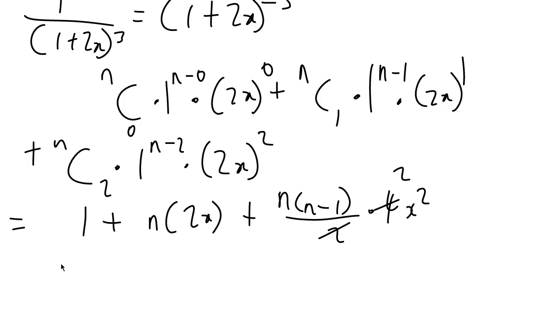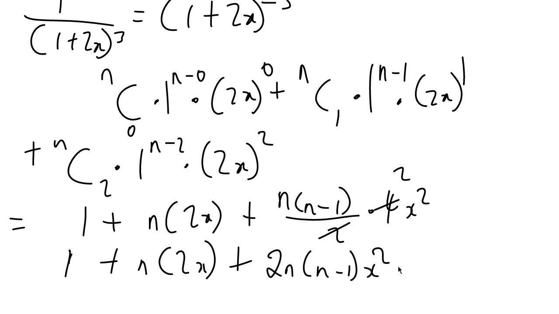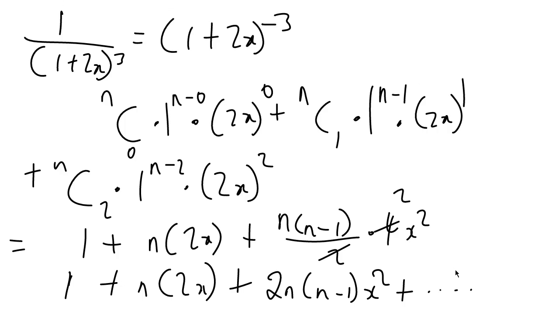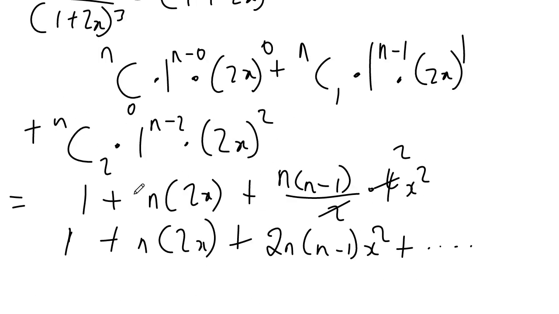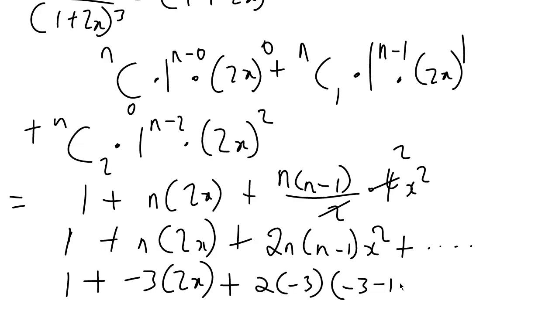So with that, what happens next? We can write this as 1 plus n into 2x plus, since this has divided to give us 2, we can write this as 2n into n minus 1 x squared. Once you have this, the job is done. Simply substitute n, which is what? Negative 3. Because you've expressed it in this form, right? As negative 3. So anywhere you see n, substitute negative 3. And that will be 1 plus negative 3 into 2x plus 2 into negative 3 into negative 3 minus 1 x squared. Those are the first 3 terms.